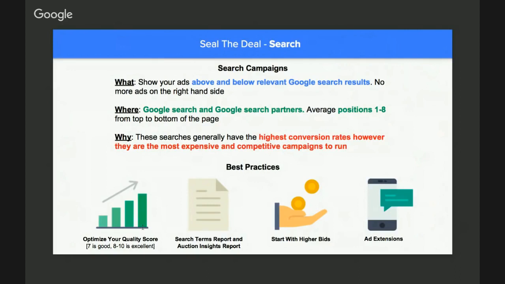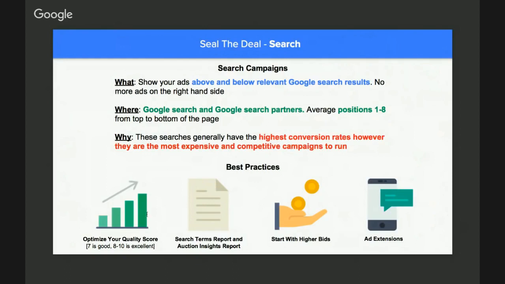Next, start with higher bids. This goes with quality score because you have an expected click-through rate as part of your quality score. Start with higher bids. That'll give you a much higher click-through rate. And then once you get that good quality score, you can decrease your bids. So start with higher bids to show your ads closer to position number 1, which generally means higher click-through rates, which will give you a higher quality score, which will hopefully lower your costs.